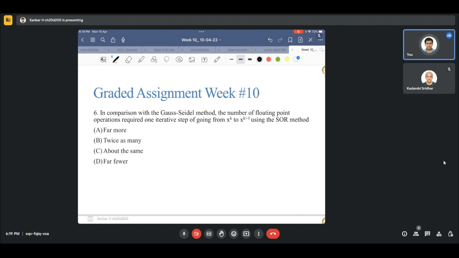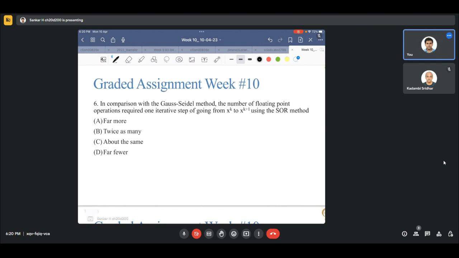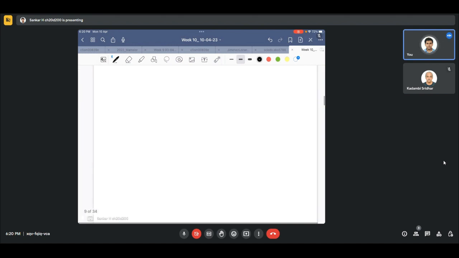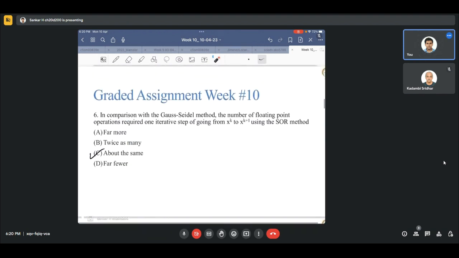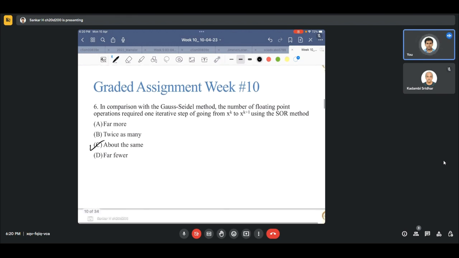In comparison with the Gauss-Seidel method, the number of floating point operations required for one iterative step of going from xk to xk plus 1 using the successive over relaxation method would be, the answer is here, C. Yeah, it would be roughly about the same. And we just saw that the optimal SOR has a relation of n raised to 1.5, and the Gauss-Seidel has an n square relation. So it would be about the same over here.